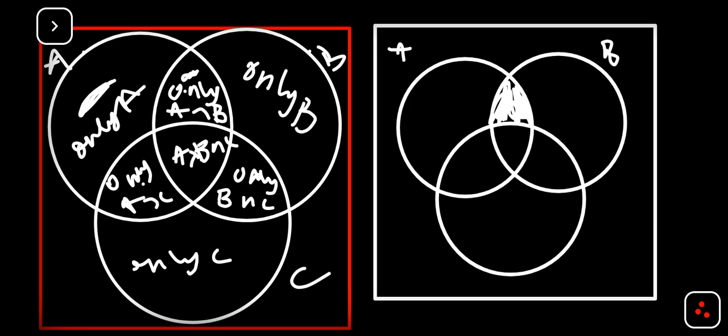All right. So now that we know these individual parts in a Venn diagram, how do we use this type of Venn diagram? How do we solve questions on Venn diagrams like this? Well, we're going to do that in the next video.